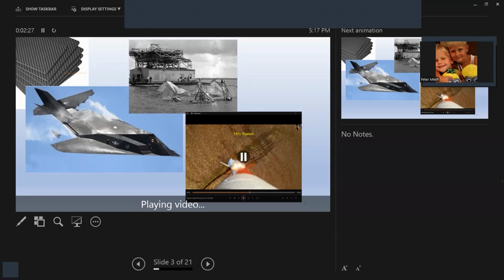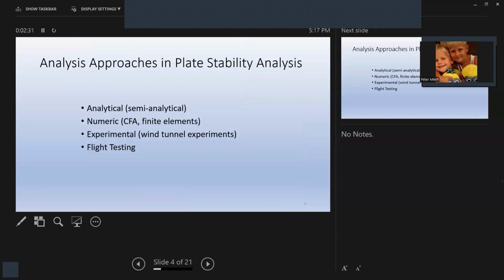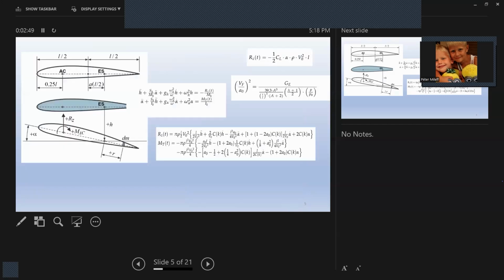And it is not that we cannot deal with these problems. Actually, the state of the art is here. We know how to tackle these problems. There are several approaches: analytical, numerical, experimental, or flight testing. Each of these has its own benefits and its own drawbacks. I'm just guiding towards something that we'd like to propose.